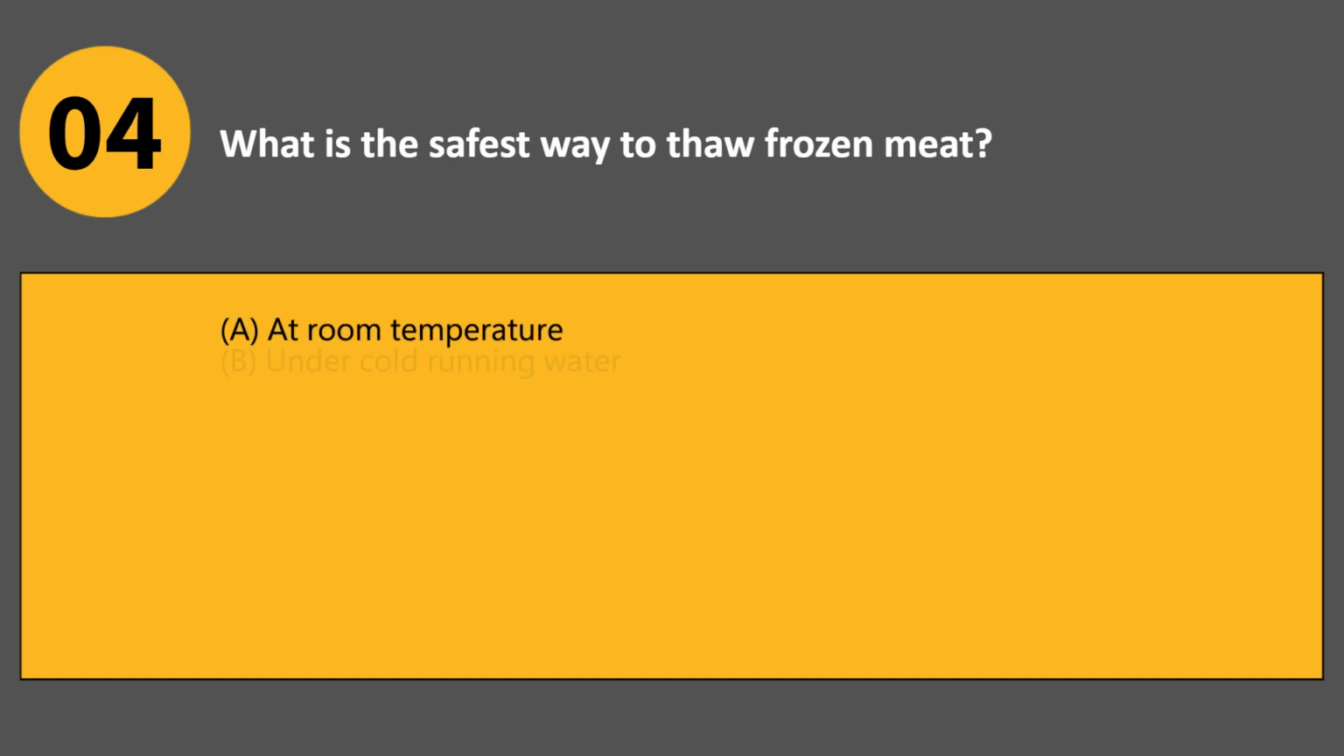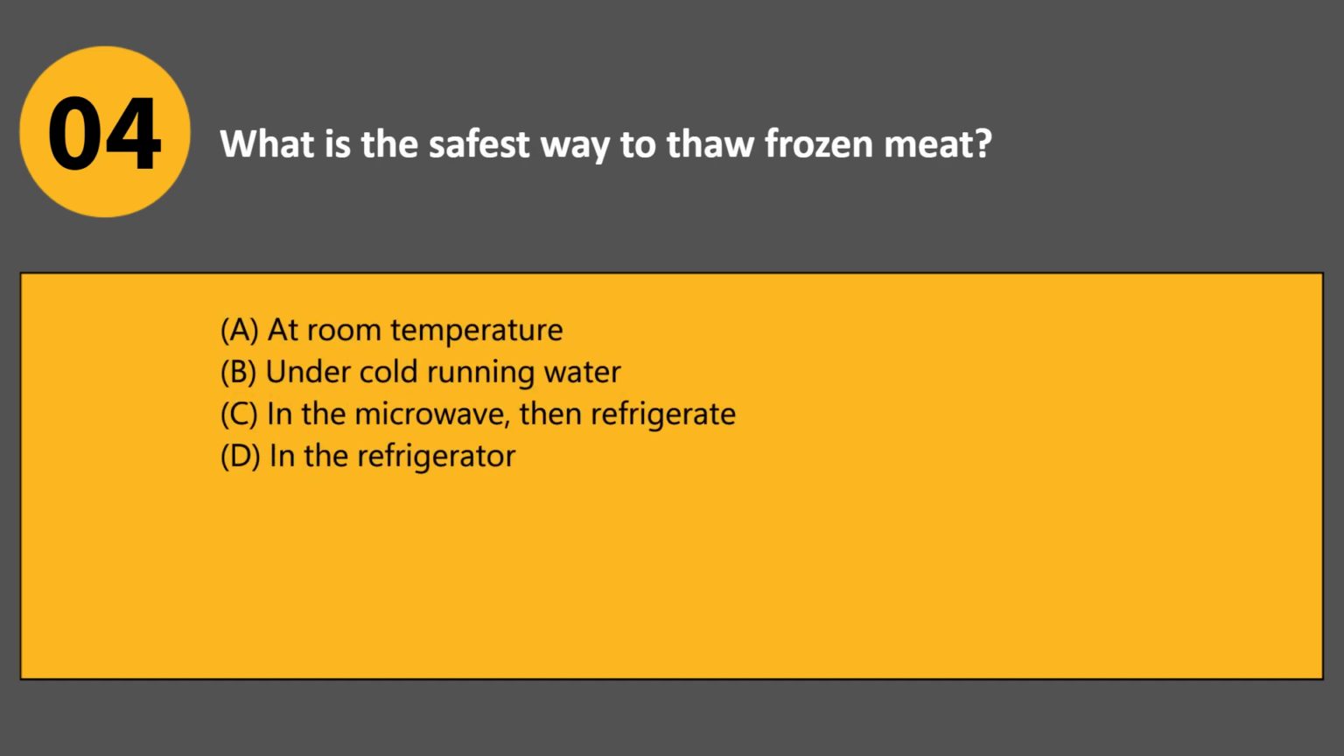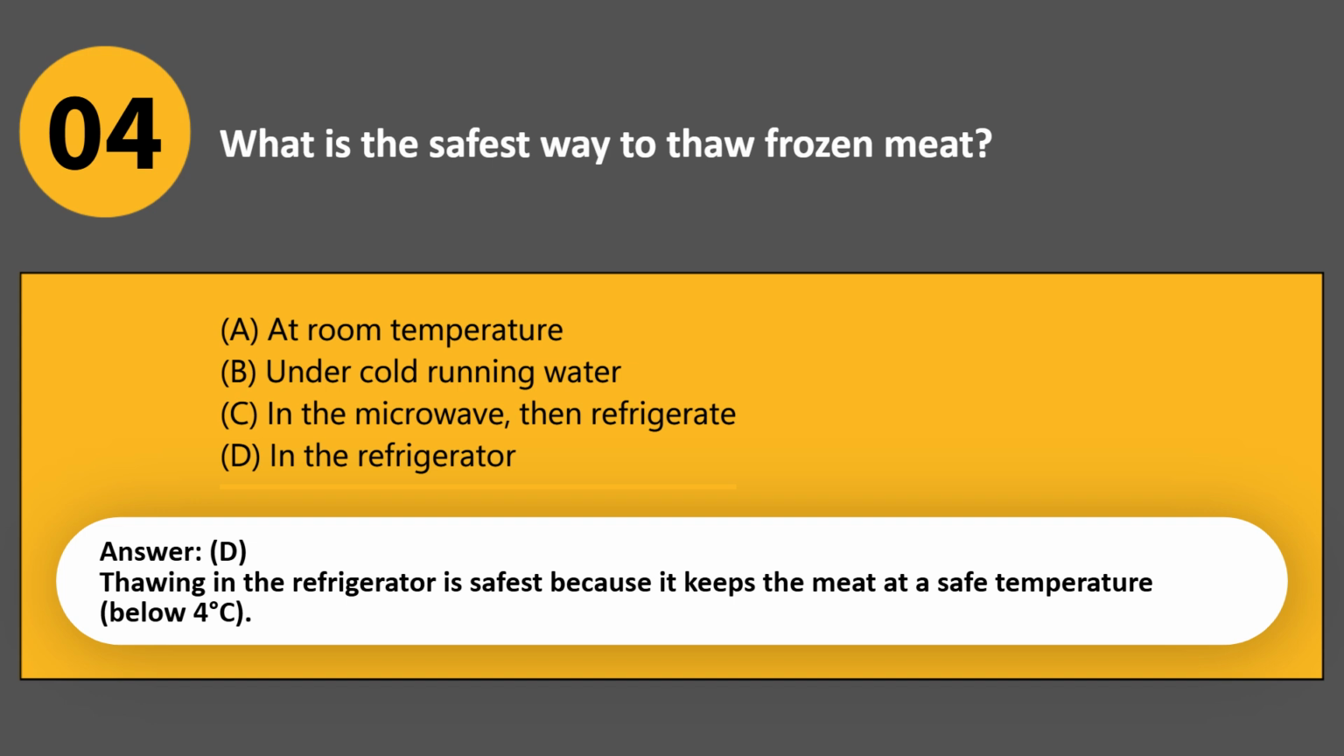What is the safest way to thaw frozen meat? A. At room temperature. B. Under cold running water. C. In the microwave, then refrigerate. D. In the refrigerator. Answer, D. Thawing in the refrigerator is safest because it keeps the meat at a safe temperature, below 4 degrees Celsius.